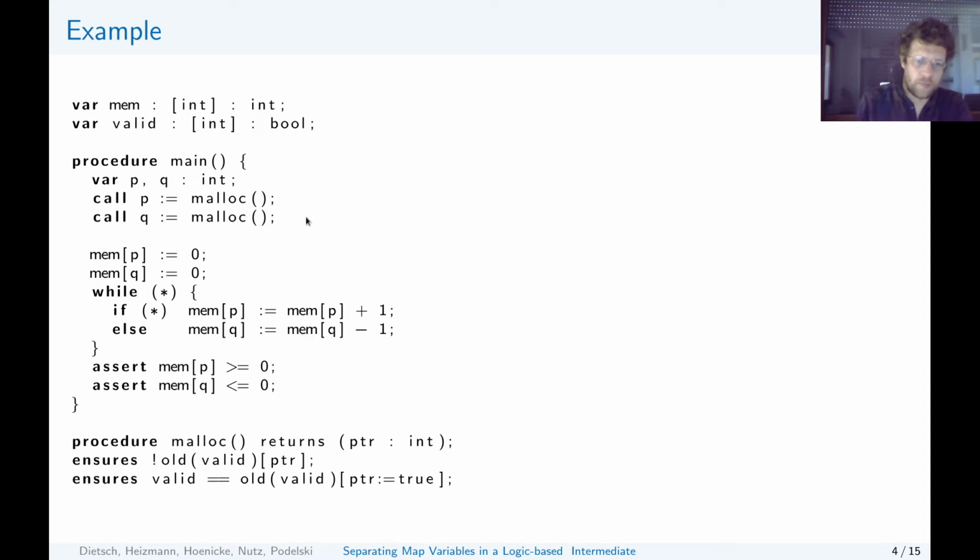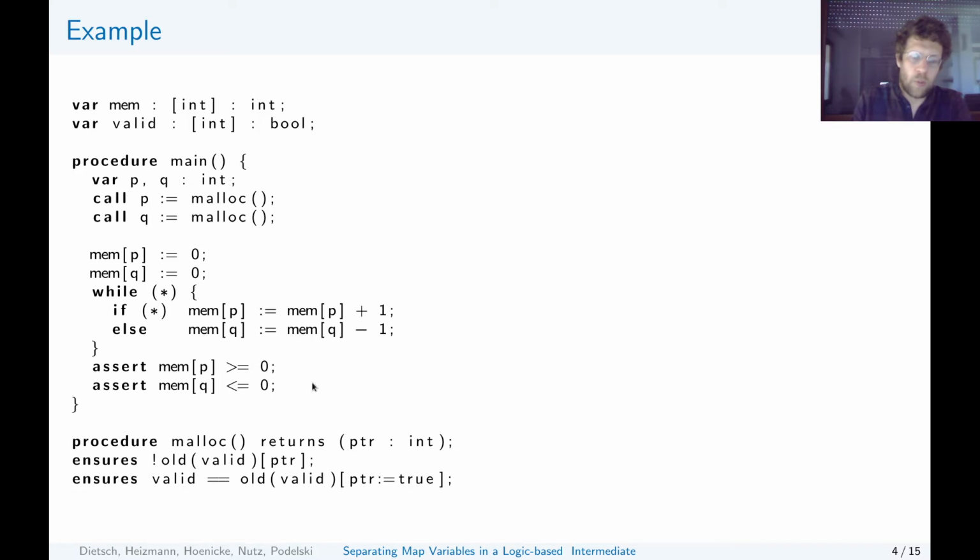So it's crucial for a verification to understand that p and q are distinct in any case, and this is done, in our case, by using this specification of malloc. It's often practical to use a specification instead of a practical implementation, and here we have this basic specification of malloc, which essentially makes sure, using the valid array, that no index is allocated twice.